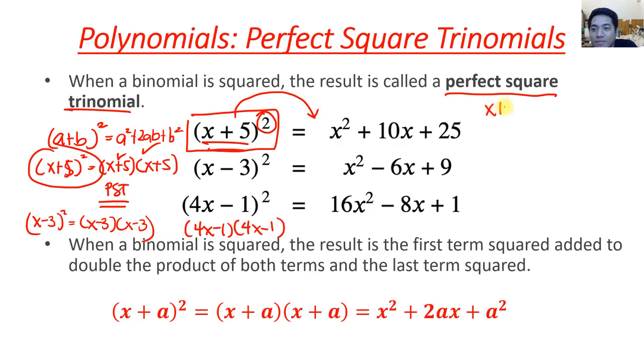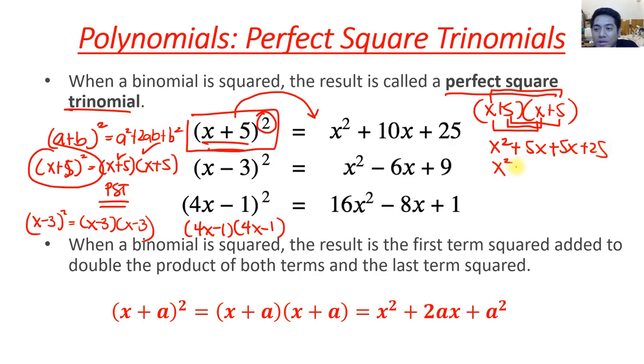Let's say we have x plus 5 times x plus 5, okay? So first, x times x would be x squared. Outer, for letter O, x times 5 would be 5x. Inner is x times 5 also, which is 5x. And the last would be 5 times 5, which would be 25. So you have x squared, 5x plus 5x would be 10x, plus 25. And hence, we arrive at this answer. Okay? So if you do the FOIL, you will also arrive at the same answer.